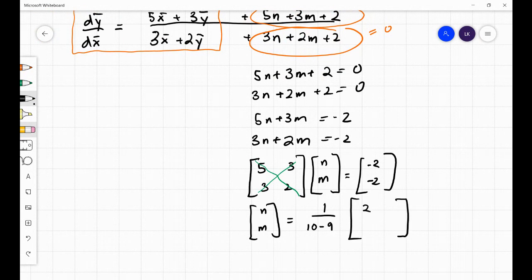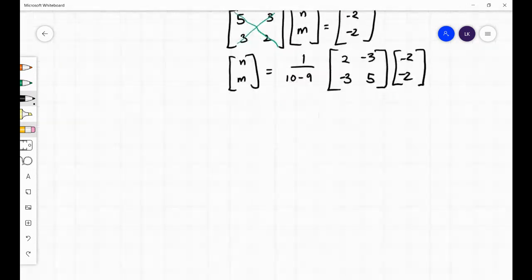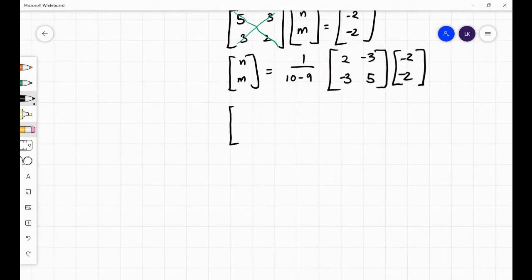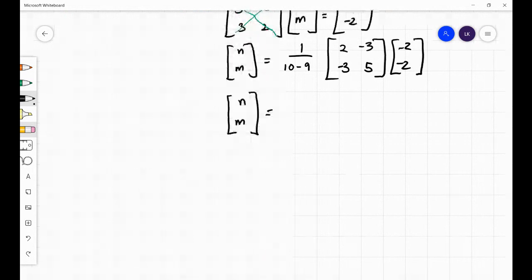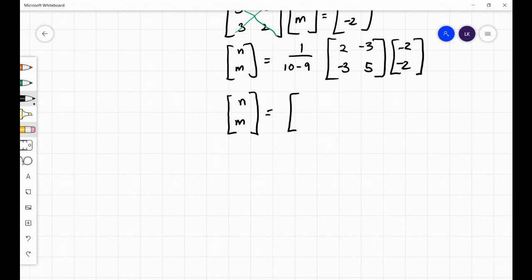And then, for a 2 by 2 matrix, the inverse is 1 over the determinant. You exchange the diagonal entries, and you change the sign on the off-diagonal entries. So we get -4 and 6, and then 6 and -10.